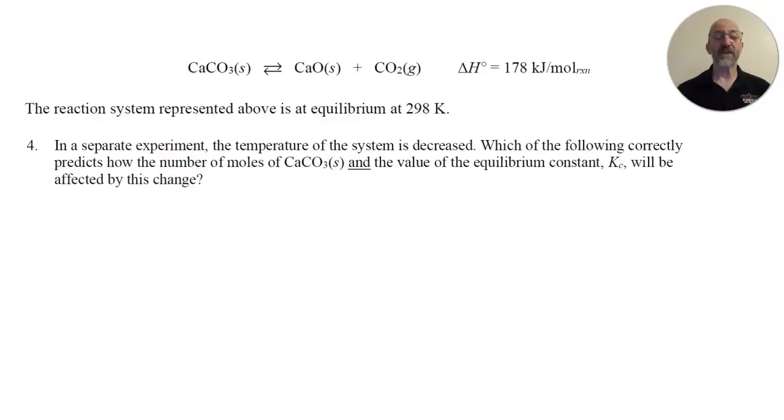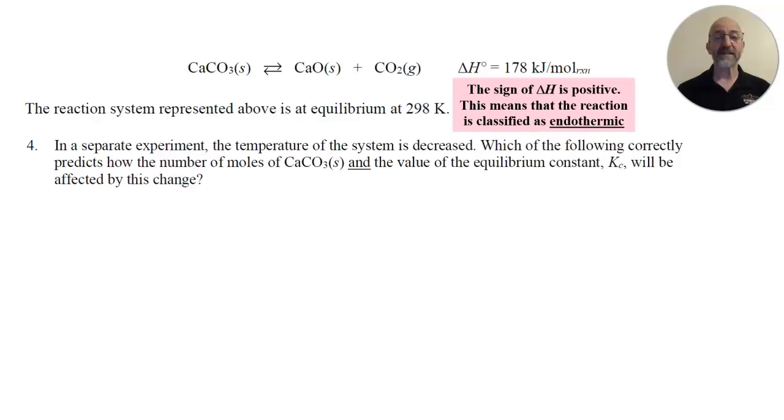Now, some of you watching this video might be wondering, how do we know, just by looking at a chemical equation, whether it's classified as endothermic or exothermic? Well, if you are given the change in enthalpy, or the delta H for the reaction, then you can focus on the sign of delta H. So in this problem, we can see that the sign of delta H is positive, and that means that the reaction is classified as endothermic. And then how was the temperature changed in this question? Well, the temperature of the system is decreased.